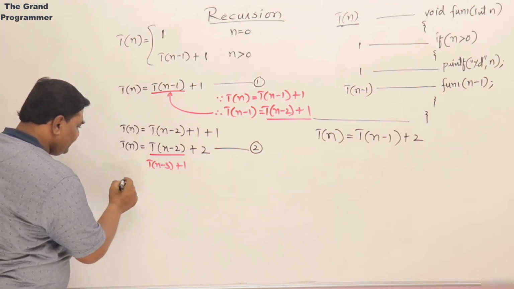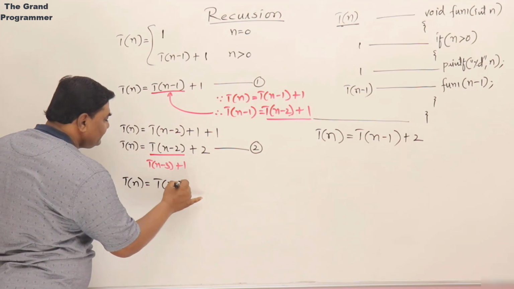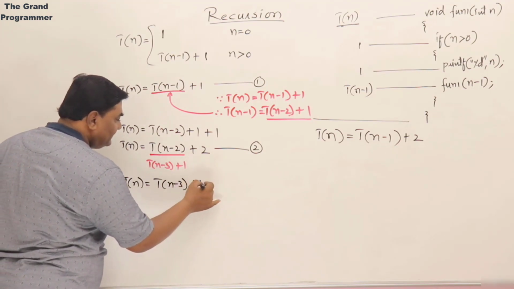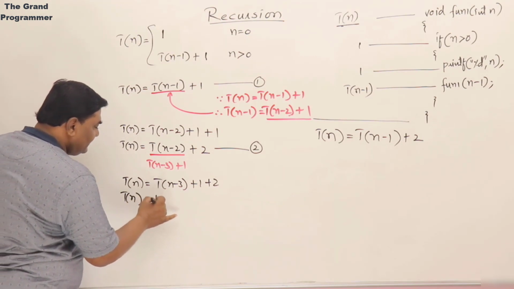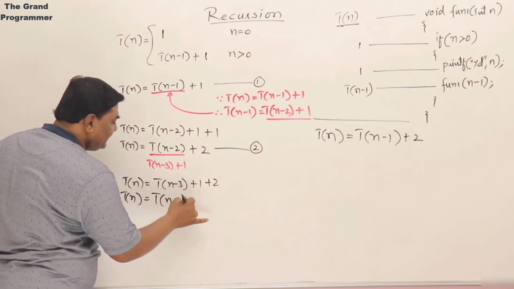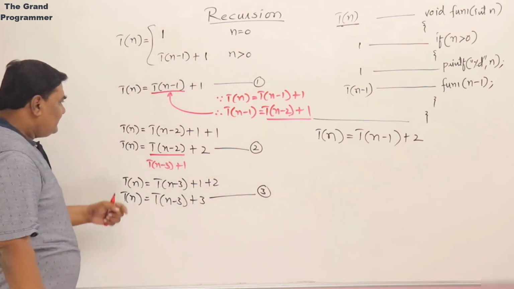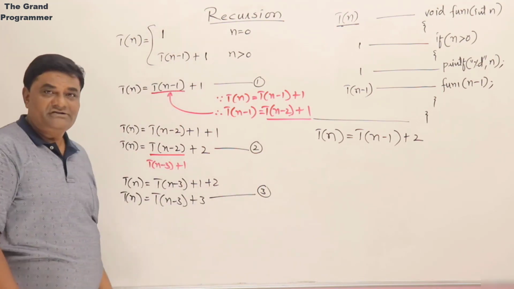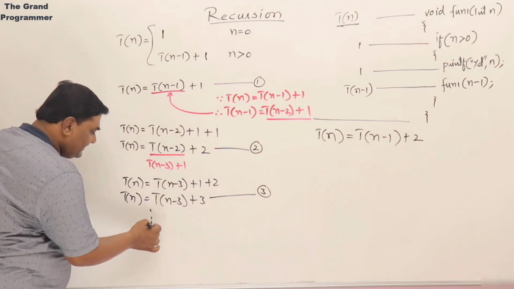So if I substitute that, then Tn is equal to Tn minus 3 plus 1 plus 2. So this can be written as Tn is equal to Tn minus 3 plus 3. This is the third equation. So I have substituted 2 times. How long should I do this? Let us continue it for k times.